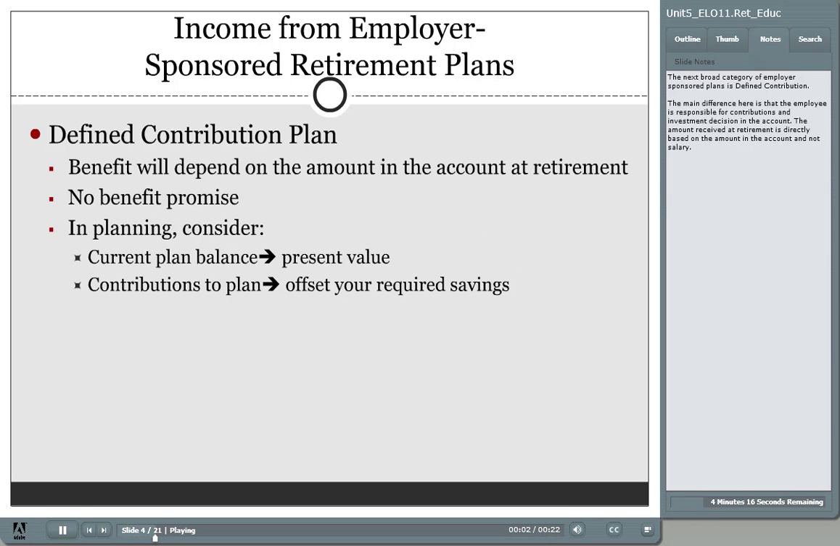The next broad category of employer-sponsored plans is a defined contribution plan. The main difference here is that the employee is responsible for contributions and investment decisions in the account. The amount received at retirement is directly based on the amount in the account and not on salary.